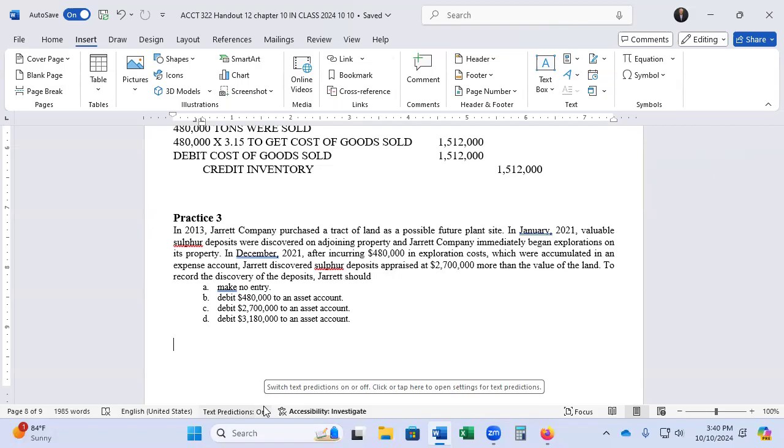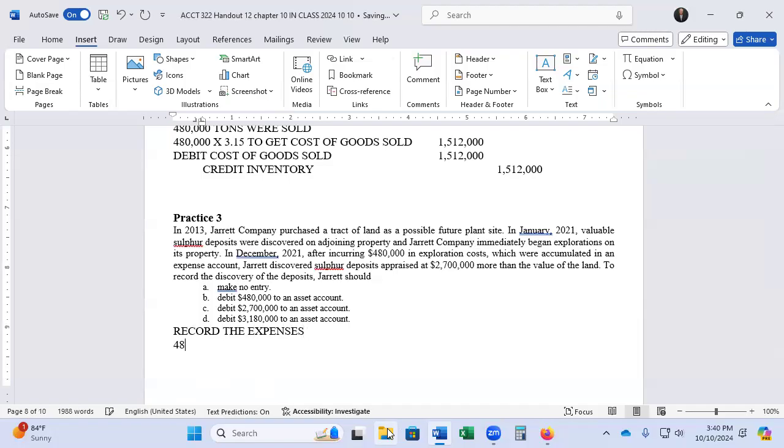Okay, so which one do you calculate? So it says that it discovered the sulfur deposits appraised for 2.7 million more than the value of the land. So that's great, but we don't record the fair value. We record the expenses. And so 480,000 debit to the asset account.